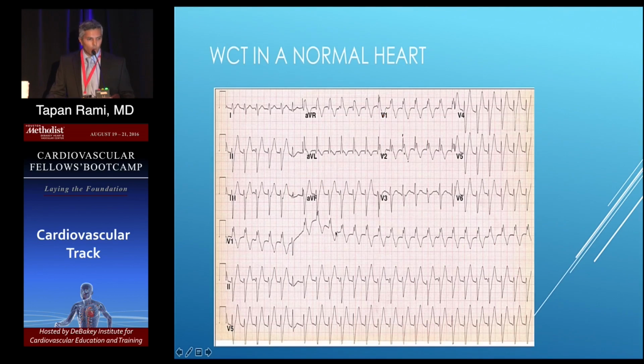Here's a guy with a normal heart, comes in with this wide complex tachycardia. It actually looks pretty narrow, right? So initial thoughts may be, okay, well, this is probably aberrancy. Well, here's your clue right here. You have a little capture beat, okay? A narrow complex. So how do you get a capture beat?